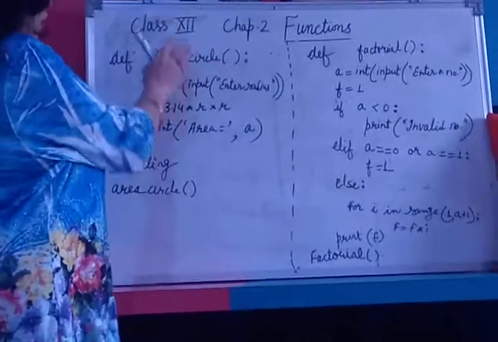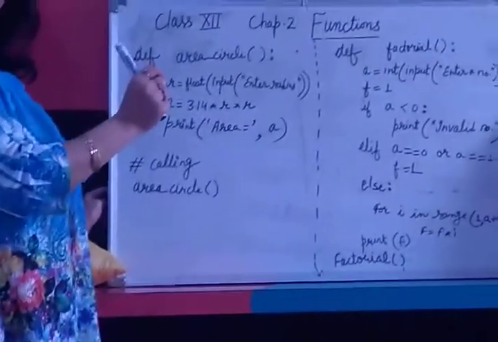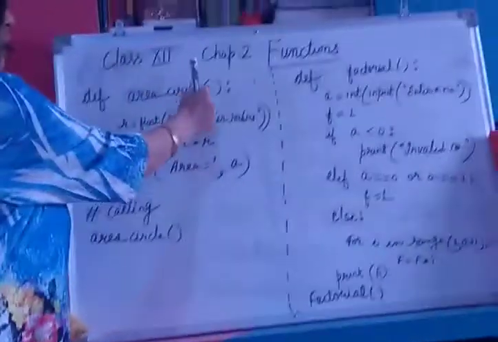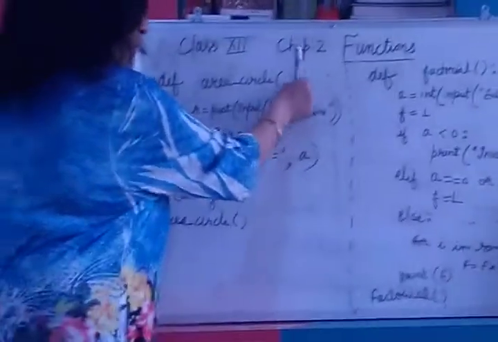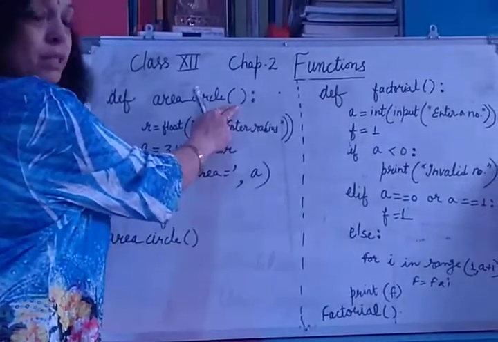You can take any name like add, area, whatever. Here I am defining a function for calculating the area of circle. So I have taken the name area underscore circle. Then you have to give these round brackets. It is a must when you are defining a function. This is part of the syntax.